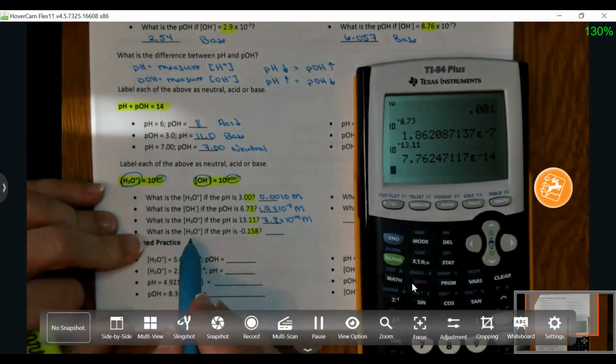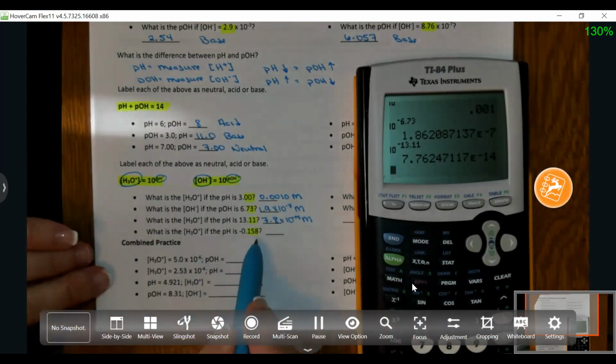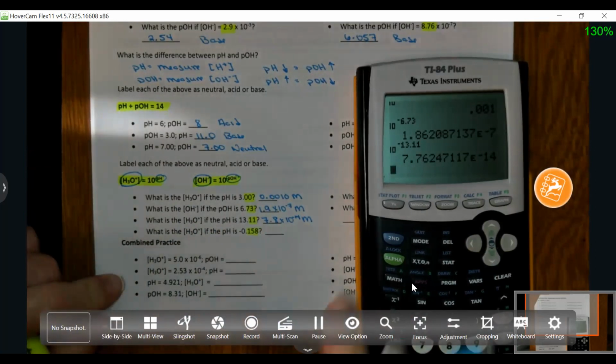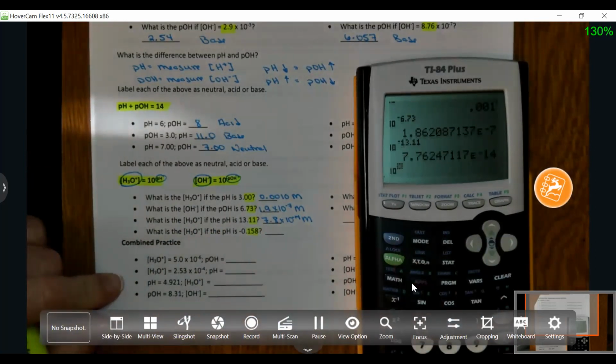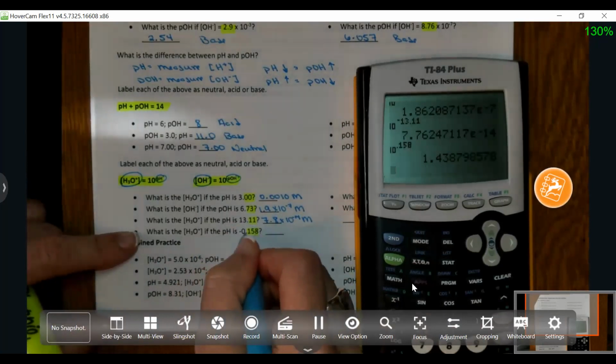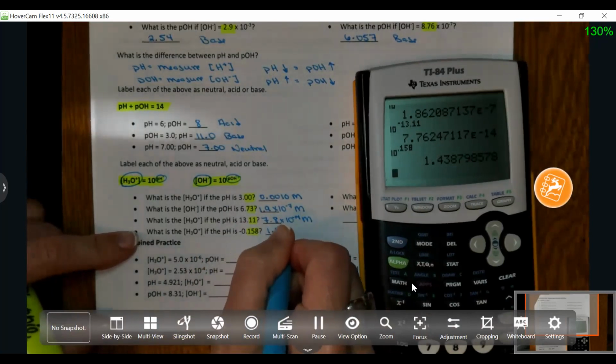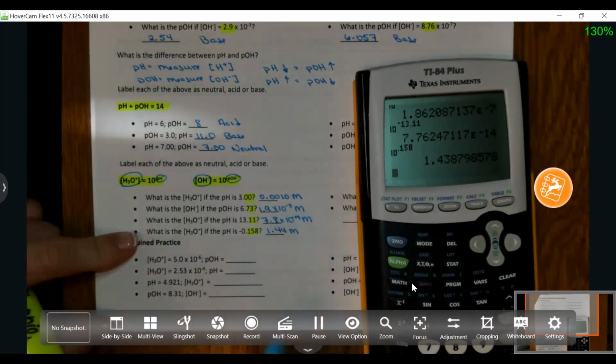What is the hydronium ion concentration if the pH is negative 0.158? So this time, 10 to the negative, it means I have a positive, so 10 to the 0.158. I'm just not going to put that negative sign this time. I've got to have 3 significant figures, so my answer would be 1.44 molar.